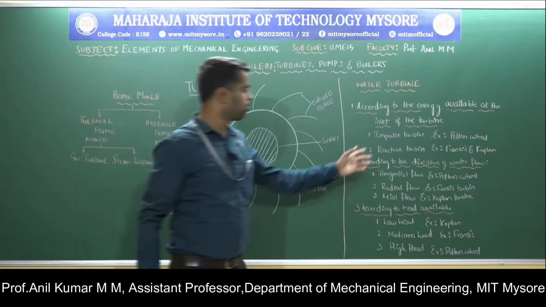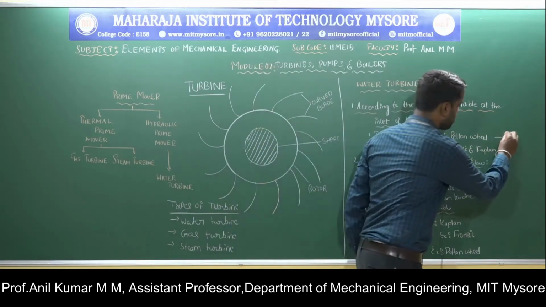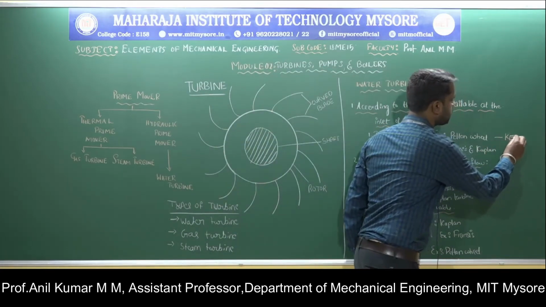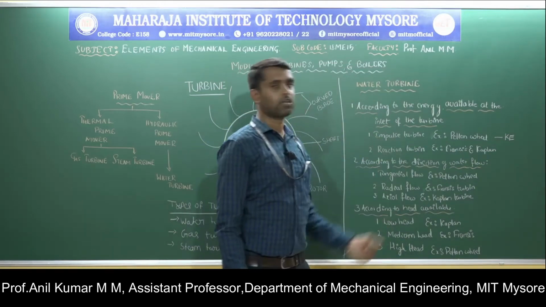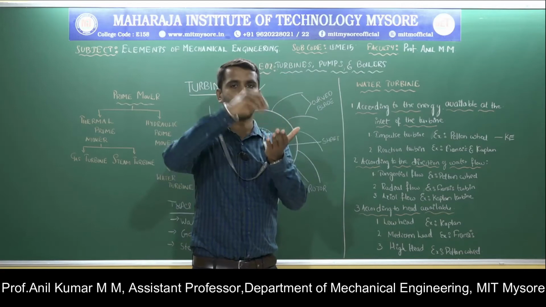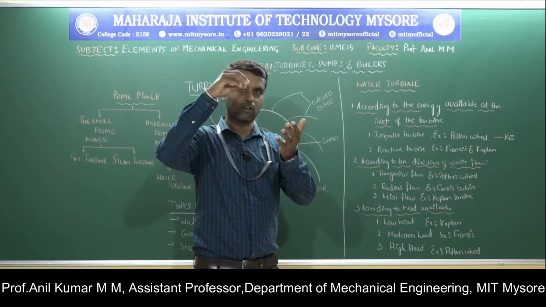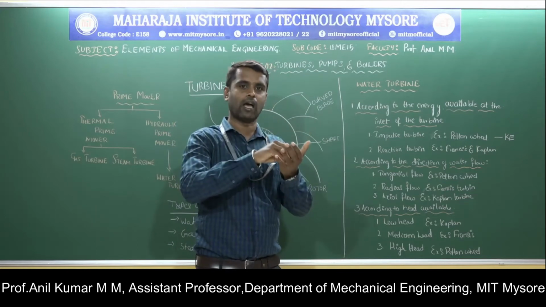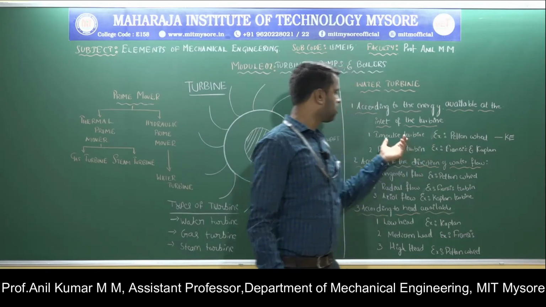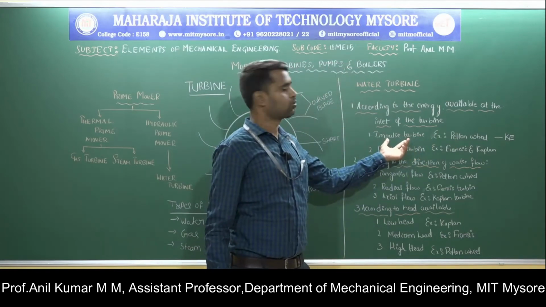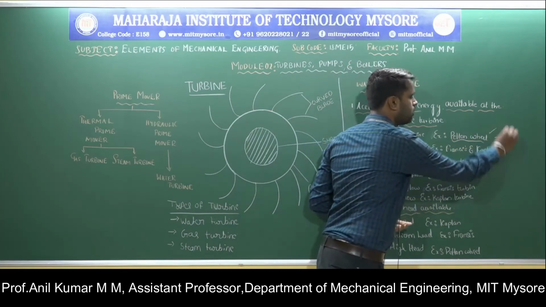In the impulse turbine, only the kinetic energy is available at the inlet of the turbine. Impulse turbine means only the impulsive force is acting on the curved blades. That means when the high velocity jet of water strikes the curved blades, at that time the impulsive force is acting. So only the kinetic energy is available at the inlet of the turbine, that is called an impulse turbine. Example for the impulse turbine is the Pelton wheel.